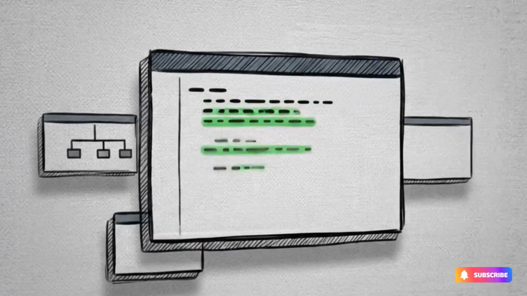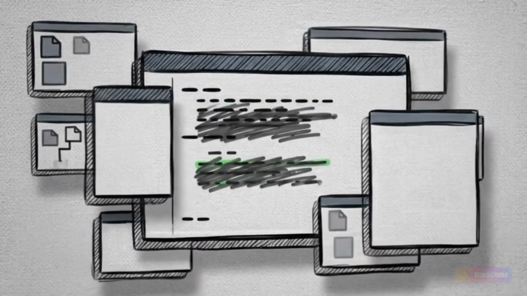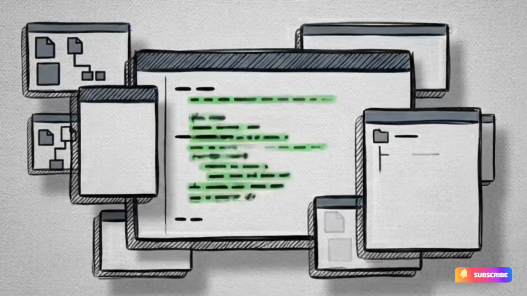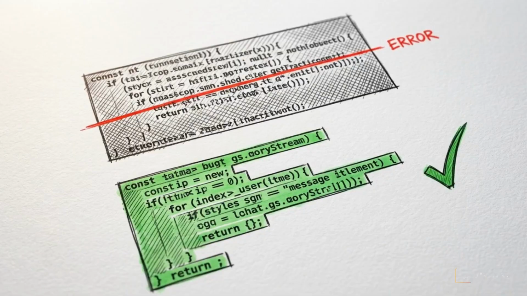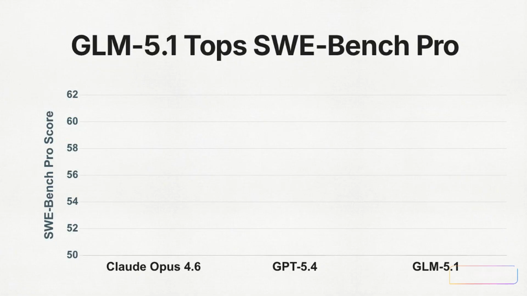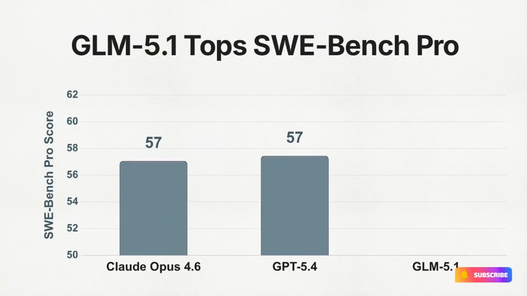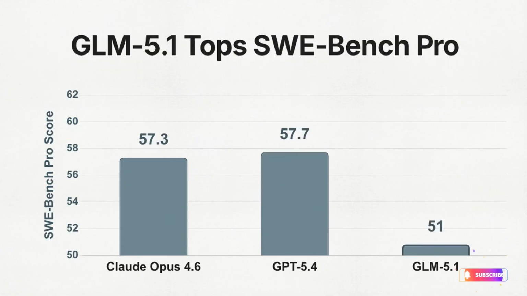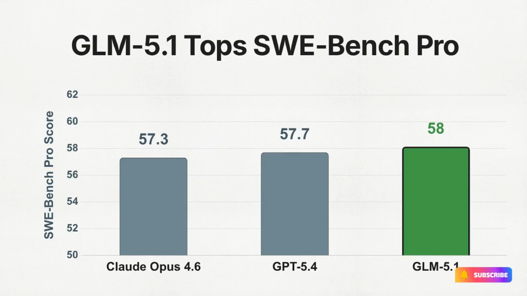Imagine an AI model capable of staying active for an 8-hour session. It maps out complex problems, runs its own tests, and iterates through its own errors until the code actually works. This bar chart shows the results on SWE-Bench Pro, an industry standard test for real-world software repair. GLM 5.1 achieves a score of 58.4, pushing past both Claude Opus 4.6 and GPT 5.4.